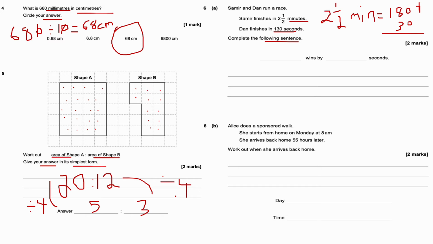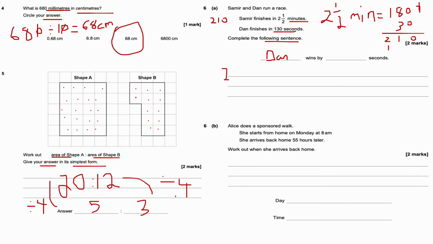0 plus 0 is 0. 8 plus 3 is 11. Carry the 1. 1 plus 1 is 2. So Samir finishes the race in 210 seconds, whilst Dan finishes it in 130 seconds. So Dan wins the race.